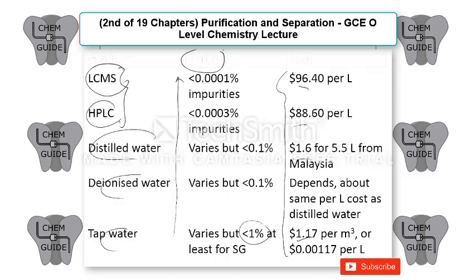But the essence is that in order for you to put a sample into the LCMS or the HPLC for separation, the water that you use to dissolve the sample, if you're using water, must be extremely pure, less than 0.0001% impurities. That's why the water is so expensive, because it has to be specially made and specially purified to reach this degree of purity.